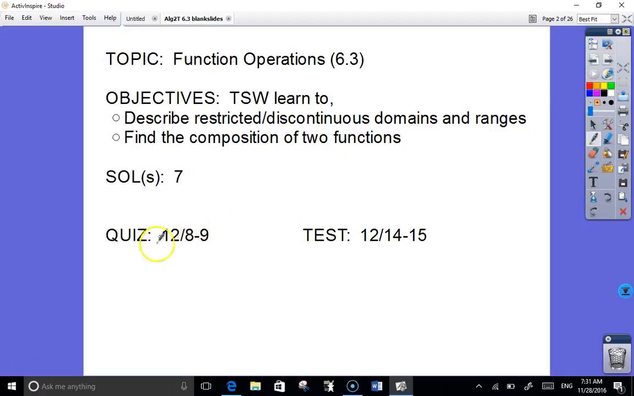You can see that if we go forward at the pace that I think we will be, then we're going to have a quiz on this unit on the 8th for this class, and the test will be on the 14th, which is like the week before we get to the Christmas break.